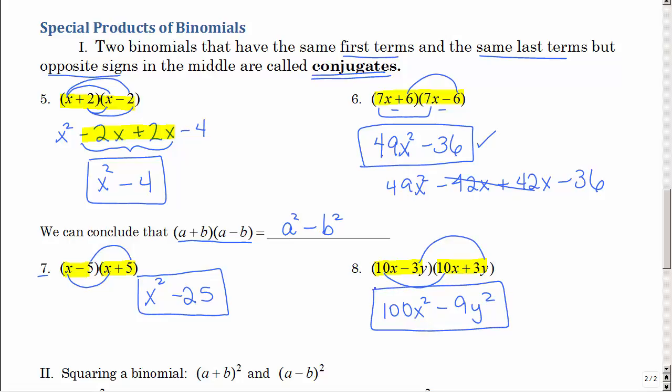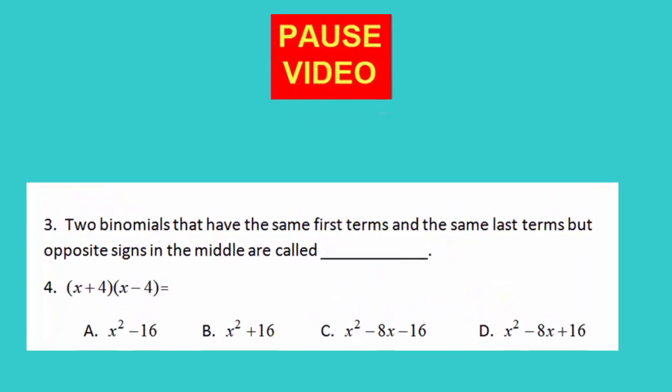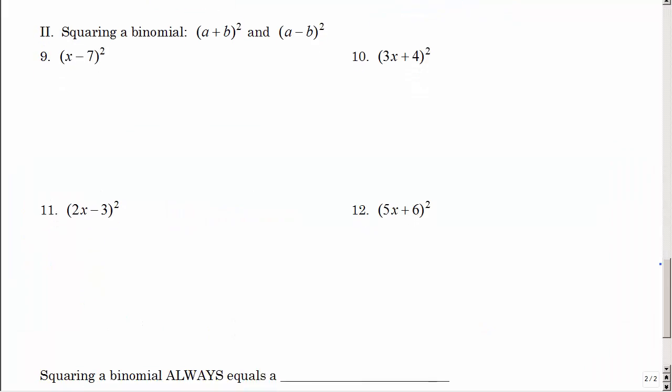But don't be lulled into a false sense of security. Books, worksheets, tests all try to trick you, so be very careful. The next thing we're going to do is square a binomial, meaning you have something squared. Okay. These are not conjugates. When you square something, that means write it down twice exactly like it is. So this means x minus 7 times x minus 7. Not conjugates. All right, not conjugates. The middle terms are not going to cancel.